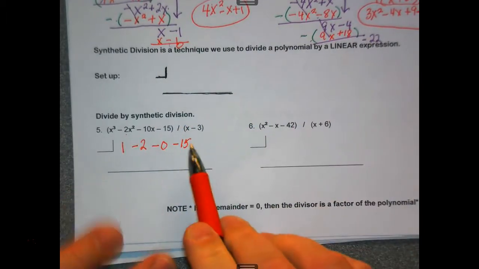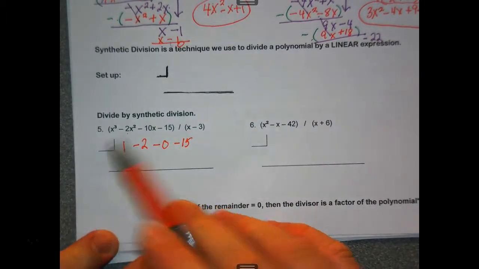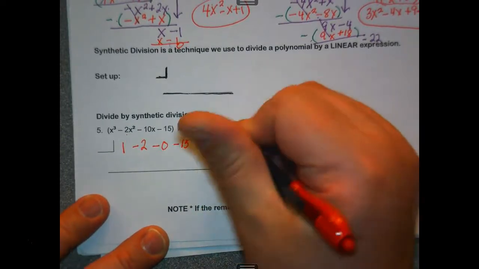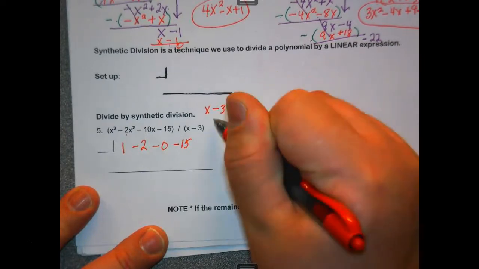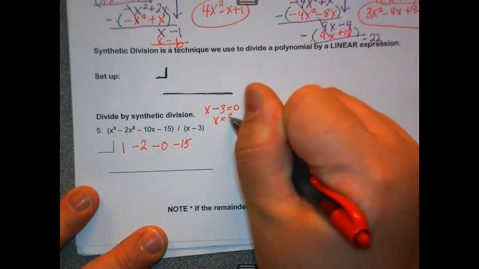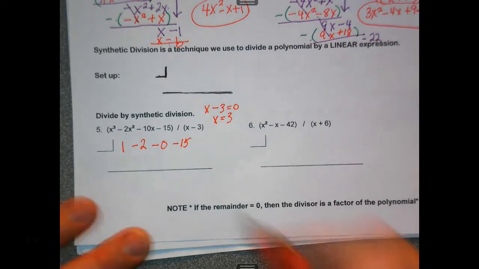Now, instead of putting the x minus 3 here, we're going to have to solve this for what x equals. So x minus 3 equals 0. So our solution here is that x equals 3. So I'm going to use positive 3.